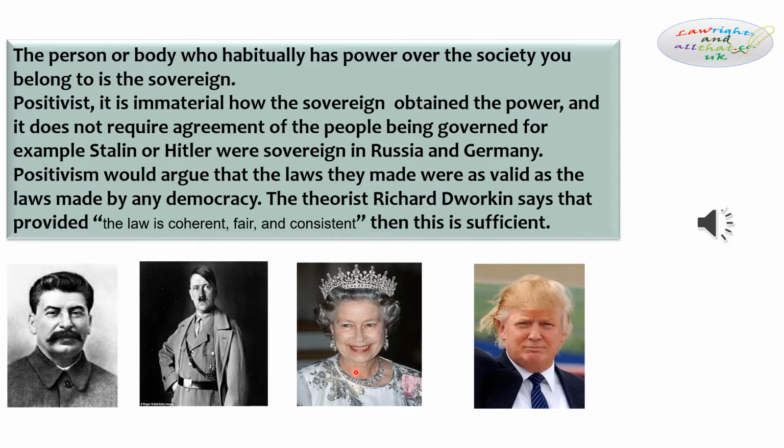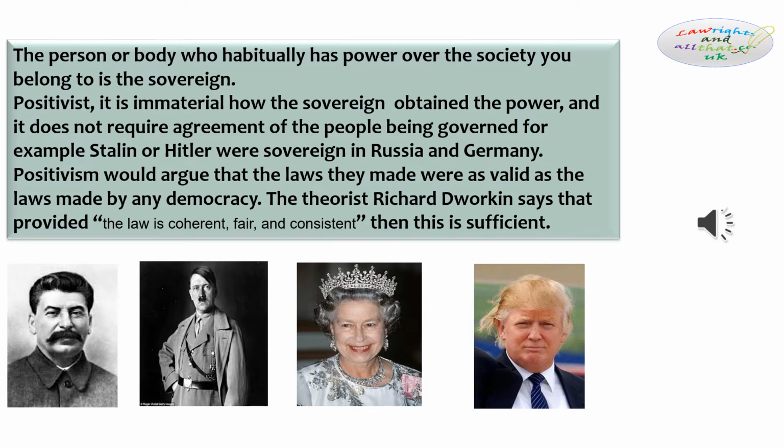For positivists, it's immaterial how the sovereign obtained the power, and it doesn't require agreement of the people being governed. And I've given the examples of Stalin and Hitler, who were sovereign in Russia and Germany. Positivists would argue that the laws they made were as valid as laws made by any democracy. One of the philosophers, Richard Dawkins, says that, quote, provided the law is coherent, fair and consistent, then this is sufficient.